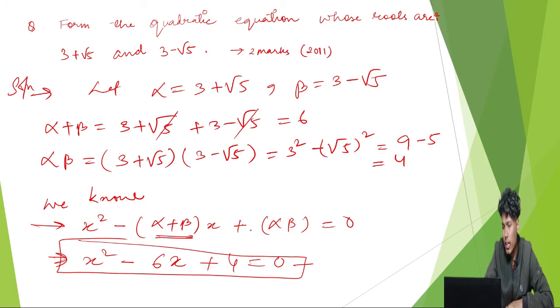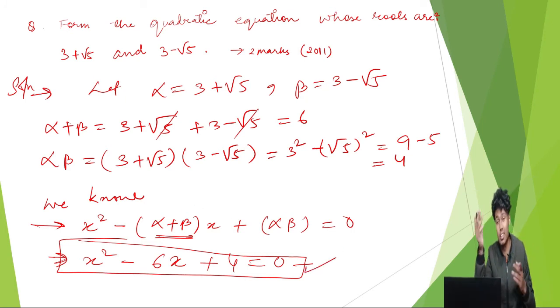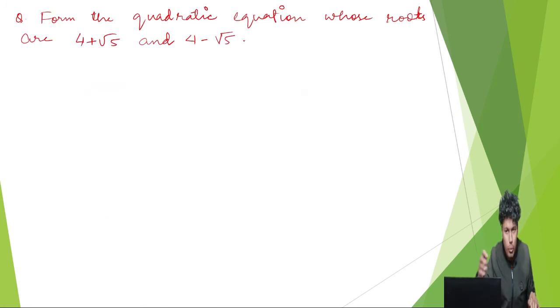By doing this, you get 2 marks, which was asked in 2011. So the question may be asked again. That's all. Next question: form the quadratic equation whose roots are 4 plus root 5 and 4 minus root 5. It is a similar question, the question is the same, but even though I have written the question, so I need to do it.